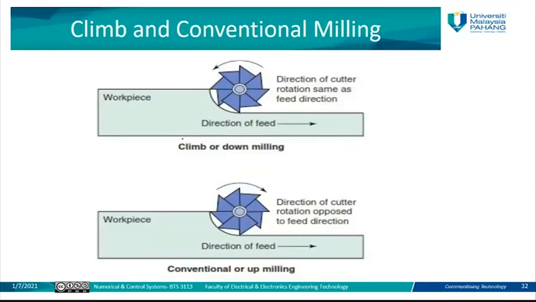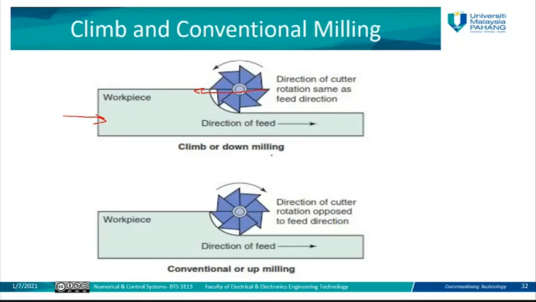Climb and conventional milling here. For the climb and conventional milling operation, it depends on using such a type of machine which moves toward the workpiece. So this is the direction of the feed. That means we are going to push the workpiece toward the tool, or another way we can say the tool will push toward the workpiece. So either the workpiece is fixed and the tool will move, or the tool is fixed and the workpiece will be moved in that direction.